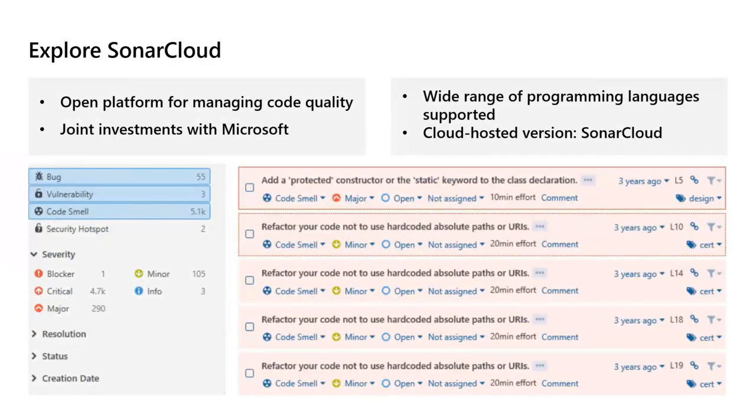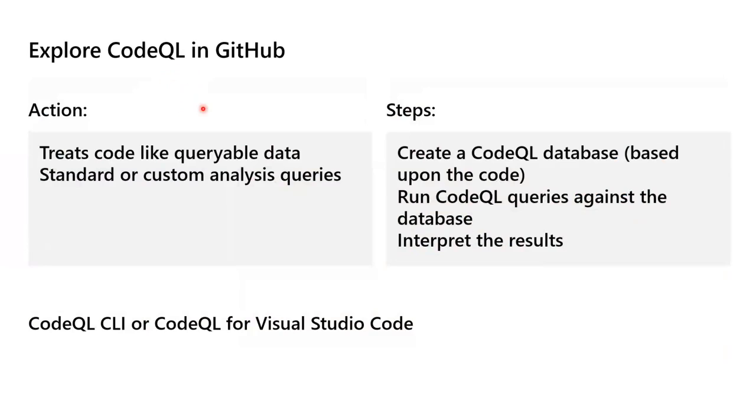So we have SonarCloud. SonarCloud again can be integrated with your pipeline in order to analyze your static code. It will give us insights such as refactor your code, maybe a warning, maybe a lot of classes that were detected as public, but they are not being used anymore. So again, it will give us recommendations in order to improve the quality of our code. Actually, SonarCloud joined investments with Microsoft, and it already supports a wide range of programming languages. Well, the cloud version is known as SonarCloud, but you can have an on-prem version which is known as SonarQube. We can also integrate CodeQL with GitHub, and it treats the code like queryable data, with standard or custom analysis queries.